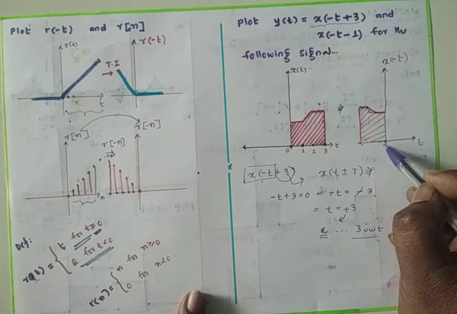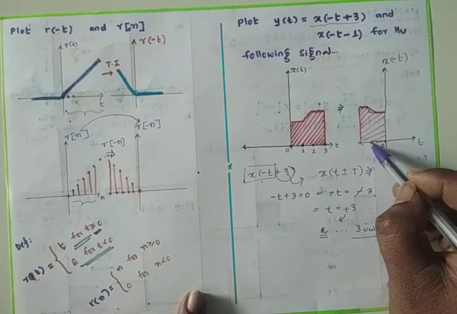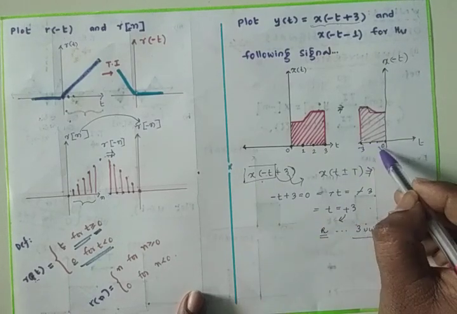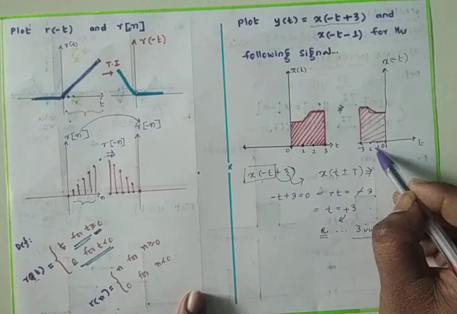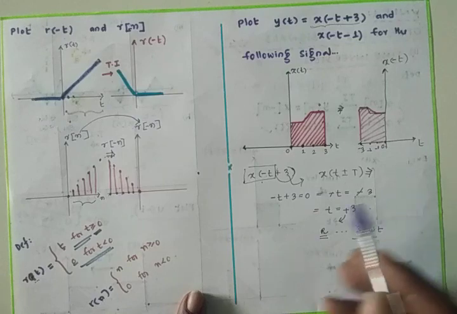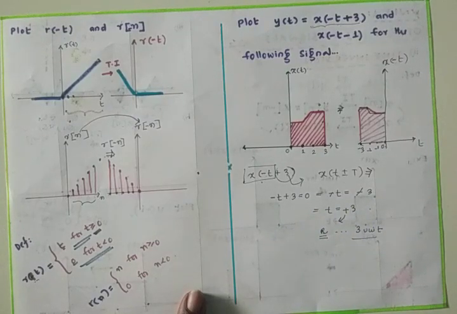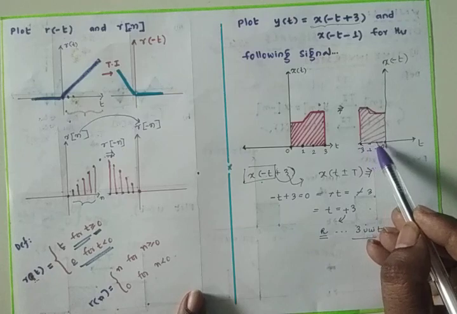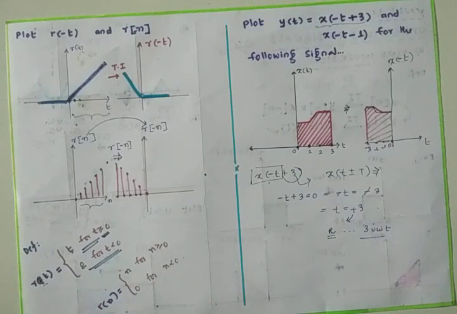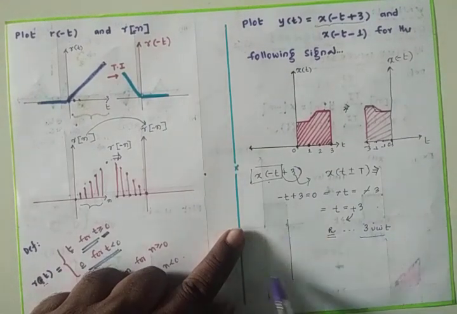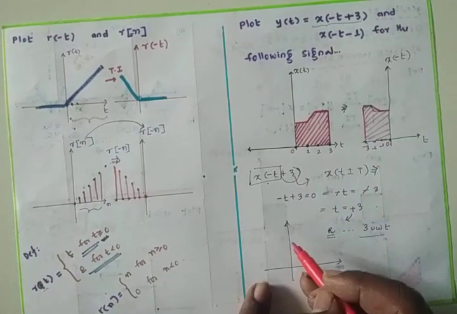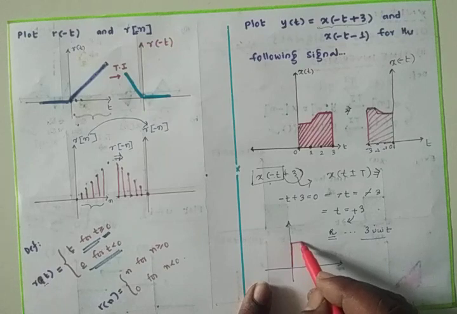The signal is there from 0, minus 1, minus 2, up to minus 3. It is shifted to the right side by 3 units. Shifted right by 3 units means here to here 1 unit, here to here 1 unit, here to here 1 unit. So you can get the signal like this. By shifting by 3 units, this will start at the origin, so it will be like this, like this.